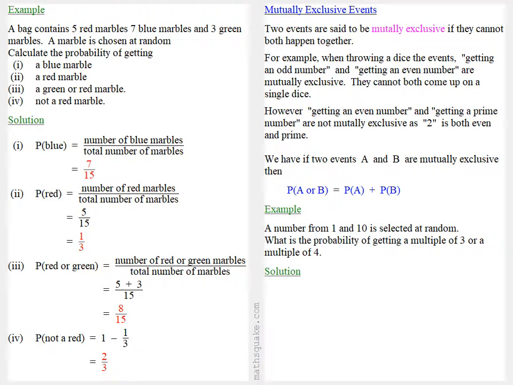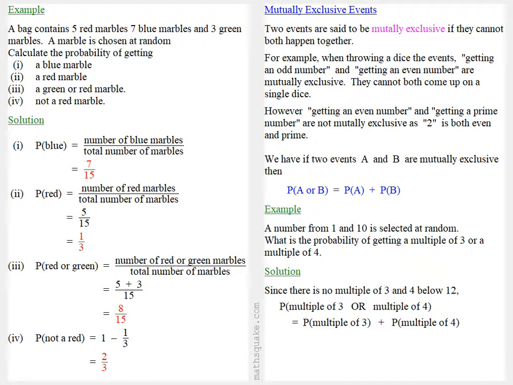Well, to solve this, since there are no multiples of 3 and 4 together below 12, the probability of getting a multiple of 3 or a multiple of 4 is the probability of getting a multiple of 3 plus the probability of getting a multiple of 4. Now there are 3 multiples of 3, 3, 6 and 9, so the probability is 3 over 10. And there are 2 multiples of 4, 4 and 8, so the probability is 2 over 10. Now we can add those and see that the probability of getting a multiple of 3 or a multiple of 4 is 5 over 10, which we can write as a half.